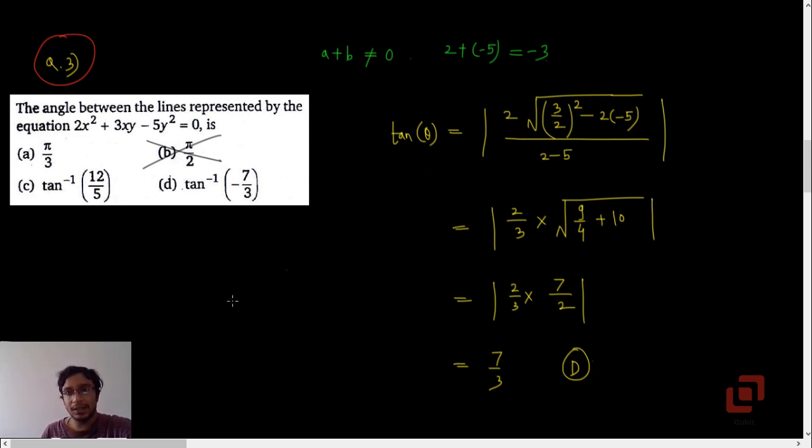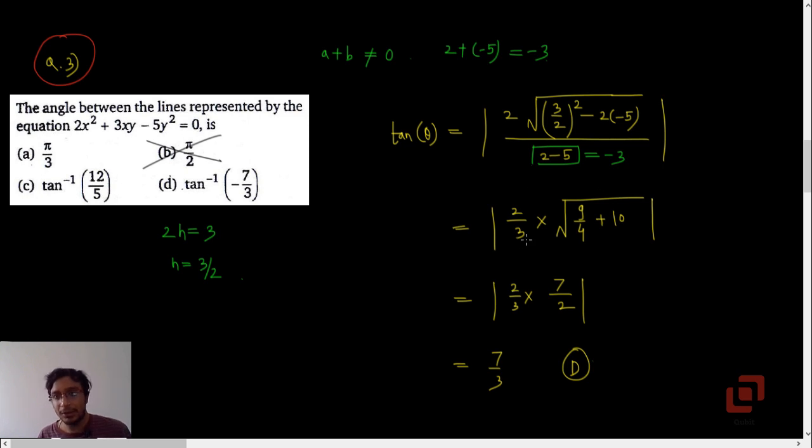Now tan theta is 2 root h squared minus ab upon a plus b. Yes, a plus b is minus 3. Now h is actually 3 by 2 because 2h is 3. So h must be equal to 3 by 2. So 2 root of (3 by 2 squared) minus a into b. So 2 into minus 5 upon minus 3.